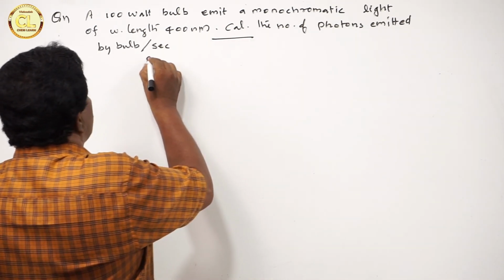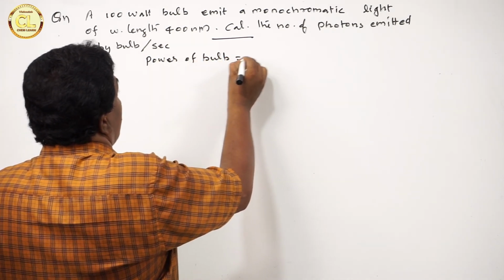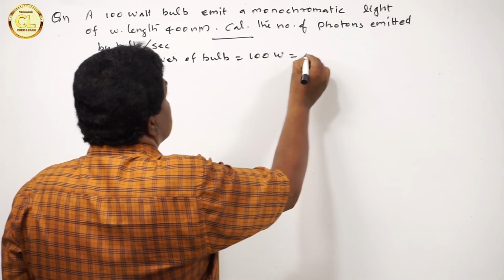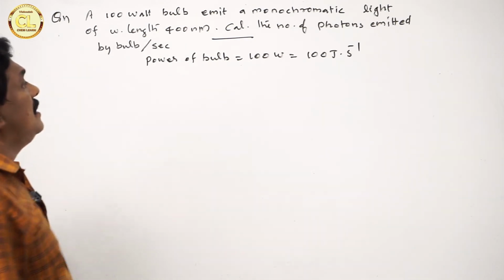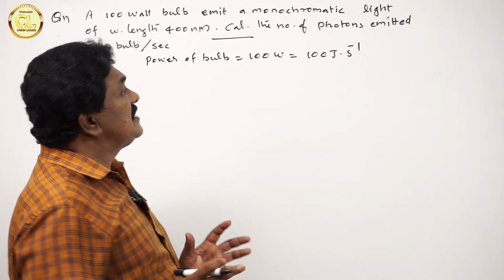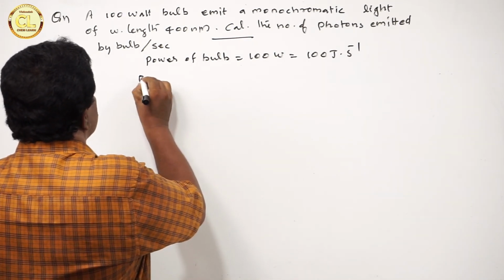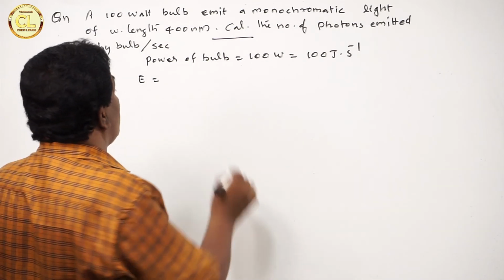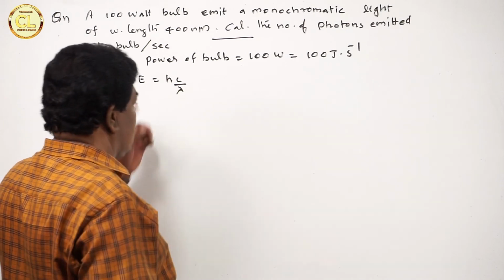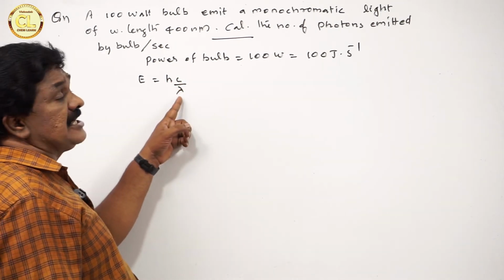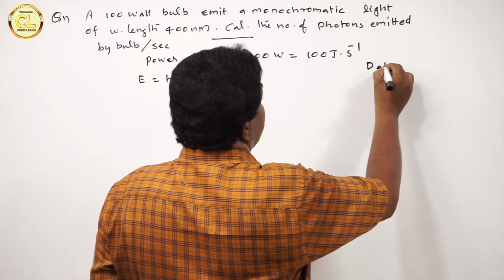See, power of the bulb is 100 watt, meaning 100 joule per second. Now let us calculate the energy of a photon. Energy of a photon can be calculated using the formula E is equal to hc by lambda. E is equal to h nu, nu is equal to c by lambda, so E is equal to hc by lambda. We can use data here.